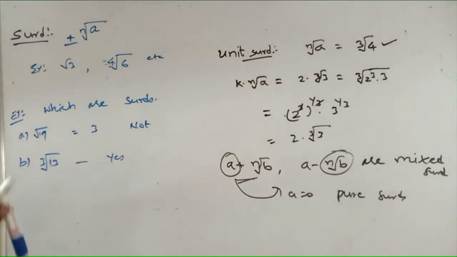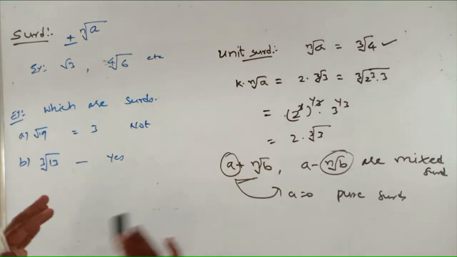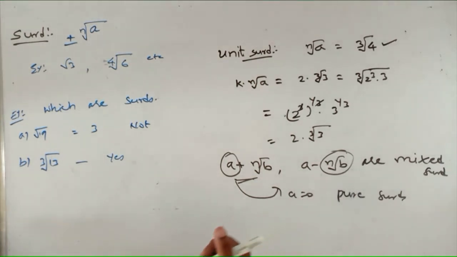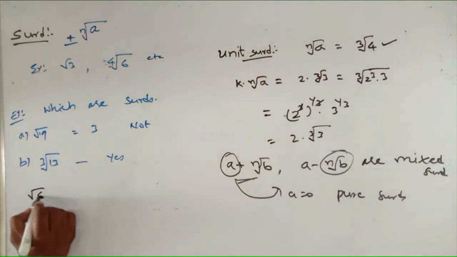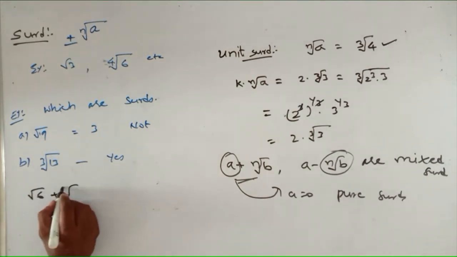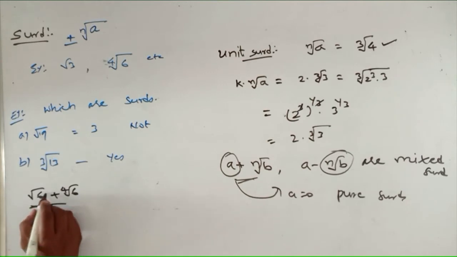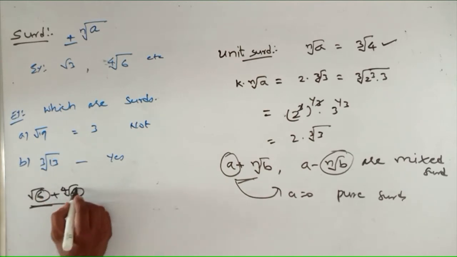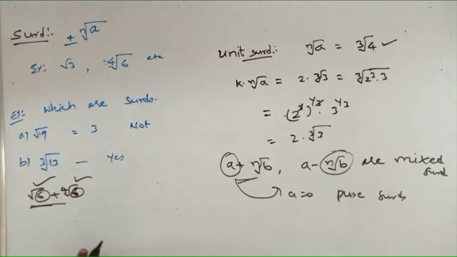The next is compound surds. Compound surds means a combination of two or more surds, the sum or the difference. The sum of two surds or the difference of two surds is called a compound surd. The next is binomial surds. Binomial surds means a combination of two surds, for example root 6 plus 4th root of 6. Here the value under the root is the same, and these are called binomial surds.